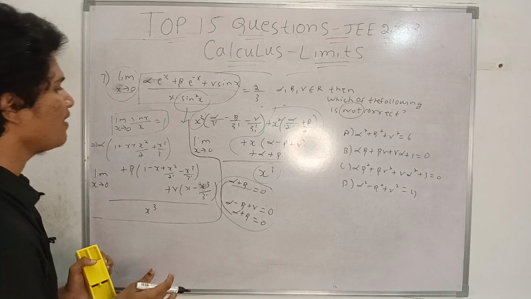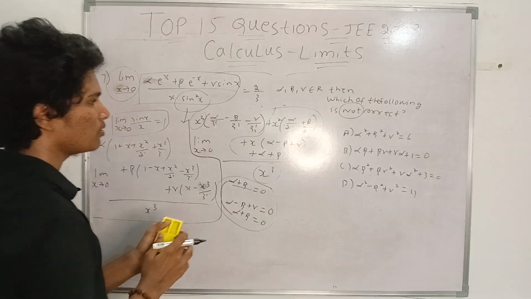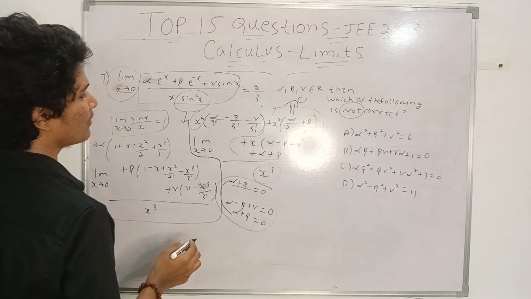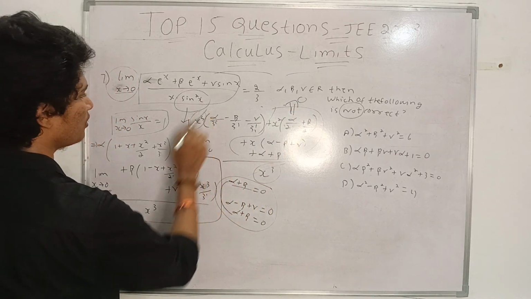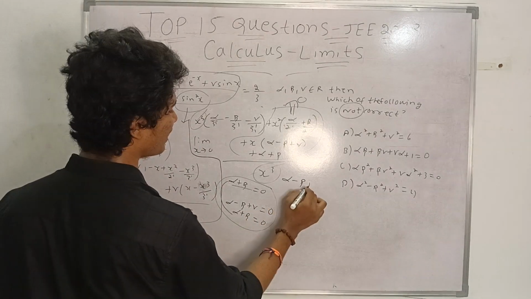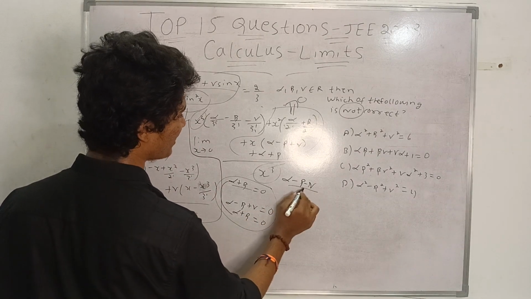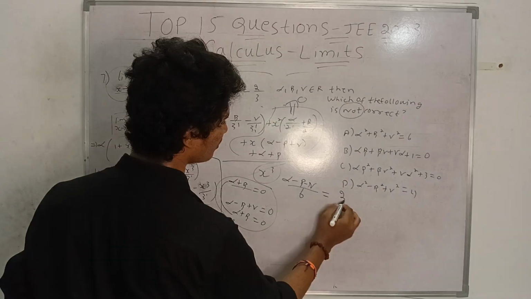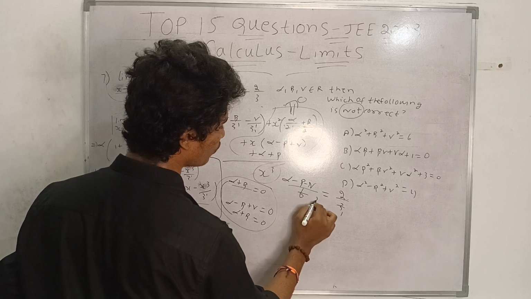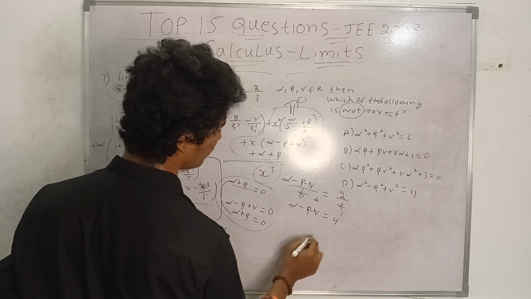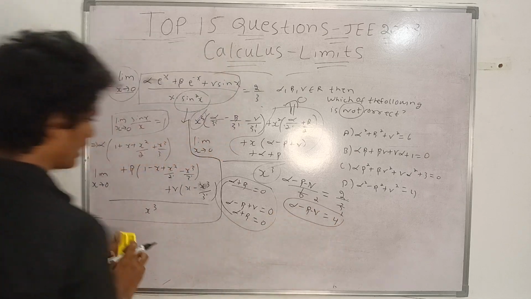And another thing, when these things are 0, so basically these things are all equal to 0, and x cube cancels. What is the thing left? That is alpha minus beta minus gamma divided by 3 factorial, which is 6, equal to 2 by 3. 3 ones, 3 twos. Alpha minus beta minus gamma equal to 4. This is another condition.